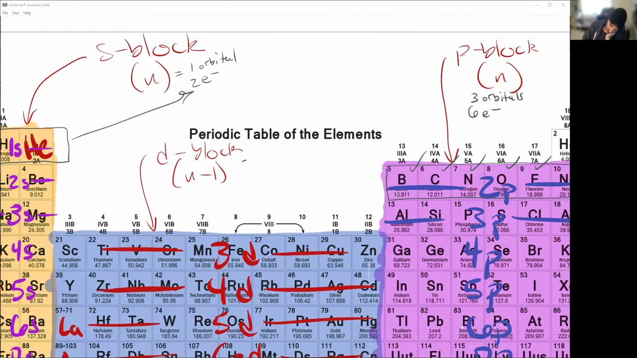The d block is going to have 5 orbitals or 10 electrons. Again, 1, 2, 3, 4, 5, 6, 7, 8, 9, 10 electrons fit there.